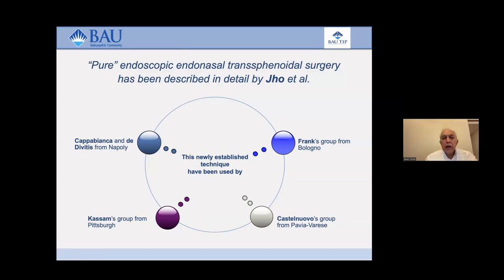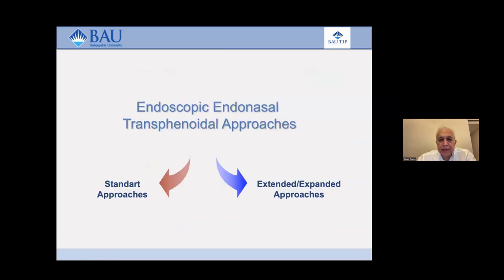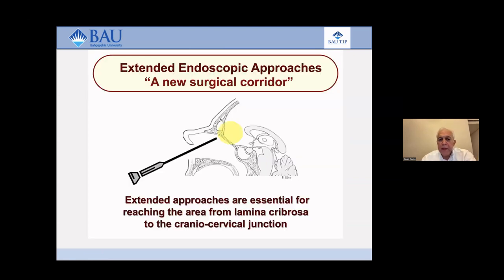Okay. The endoscopic transsphenoidal approach was first performed by Jankowski, but the details of this approach were described by Jho et al. This established technique has been used by many authorities from different countries. The endoscopic transsphenoidal approach includes two approaches, standard and extended expanded approaches. These extended endoscopic approaches have been used to reach from the lamina cribrosa to the craniocervical junction.